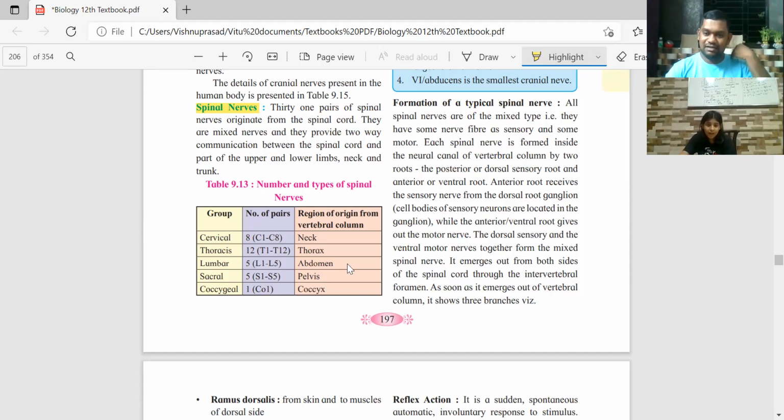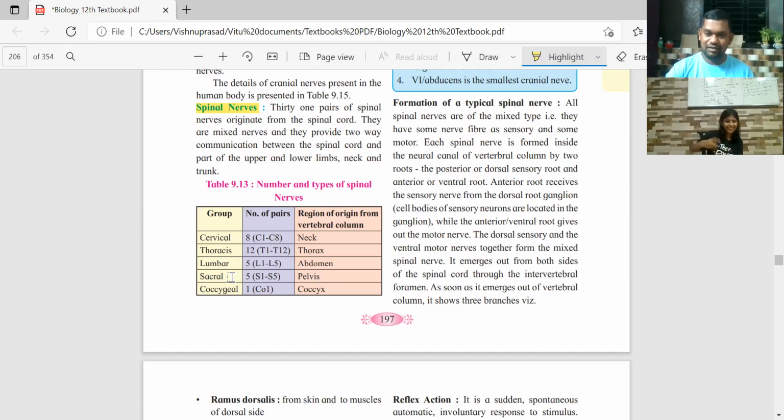Then below the chest region we go to the abdominal region. In the abdominal region, at the back side, lumbar. Lumbar. Then the lower abdomen or hip region is called the pelvis. The pelvis is the lower abdomen or the hip region, the stomach portion. That is where the nerves are called sacral. Sacral.